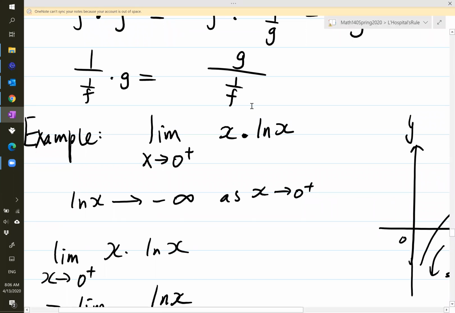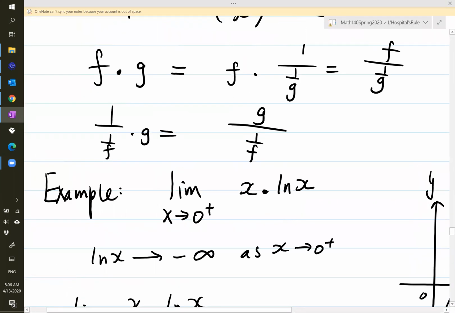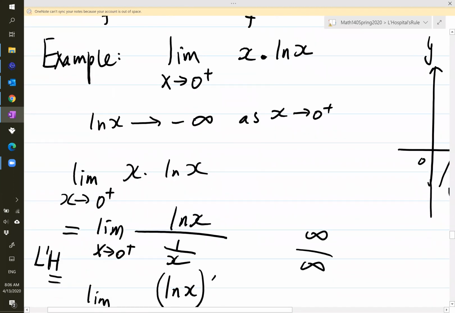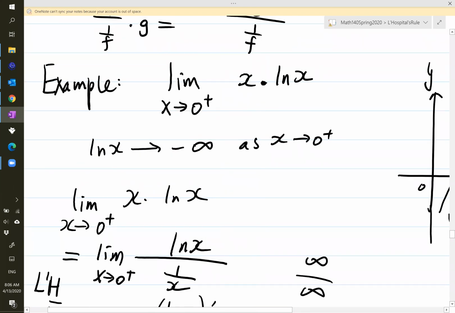Then we have a fraction. So here for this example, what we flip is x. You may flip the other, but it turns out it doesn't work. So we flip x.